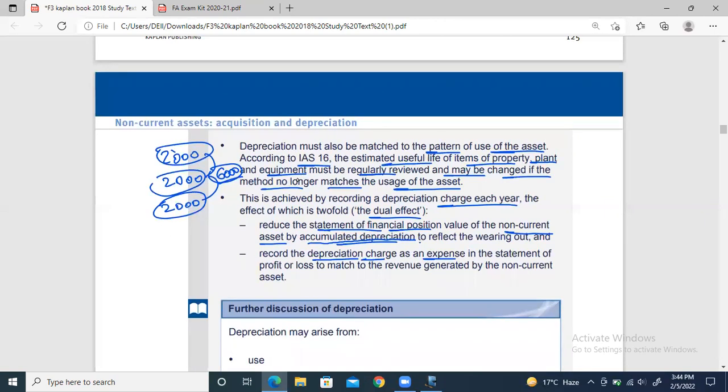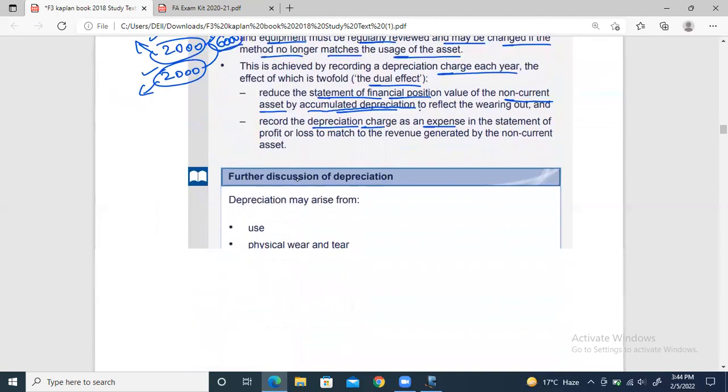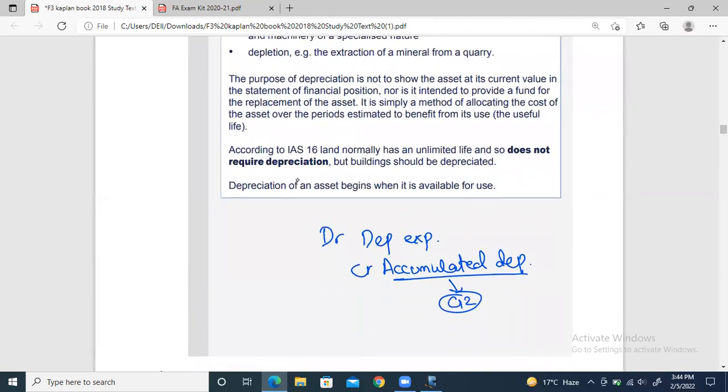I gave you an example over here: 2000 we are charging each year. This 2000 will first go into each year's expense. And this total of 6000, the total depreciation we have charged, will be called the accumulated depreciation. So we are studying the double entry for this depreciation. First of all, it is an expense, and secondly, it is recorded as a total. So we are maintaining the accumulated account as well as the separate expense account.